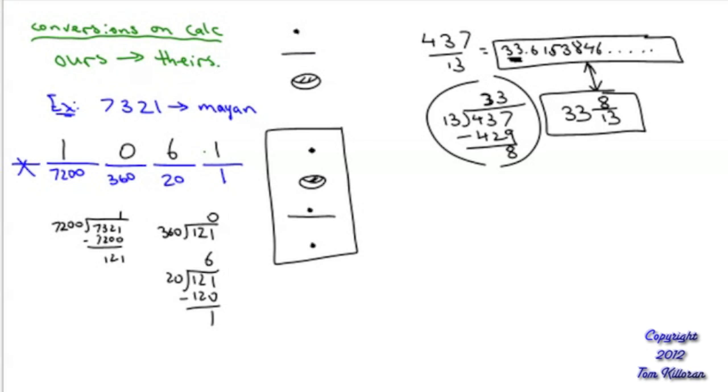Just like over there, I ignore the whole answer and put the remainder up on top of the line. So if I ignore the 33, how do you do that on a calculator? Subtract it. Do 437 divided by 13. Subtract the 33. And you should be back to that decimal of 8 over 13.